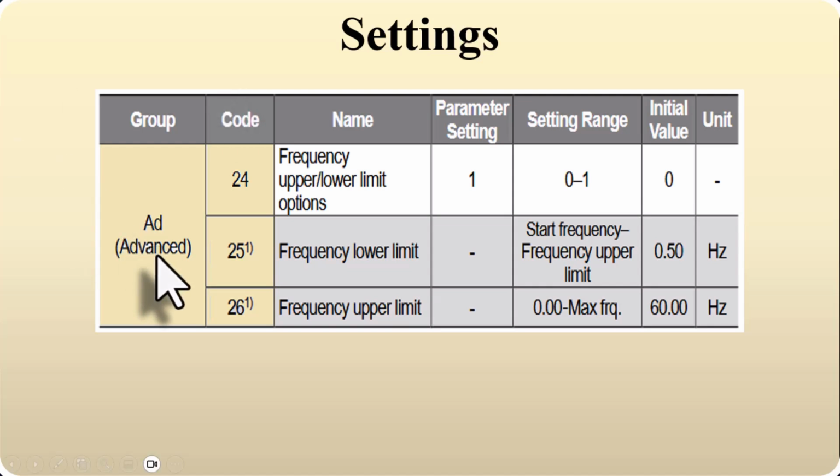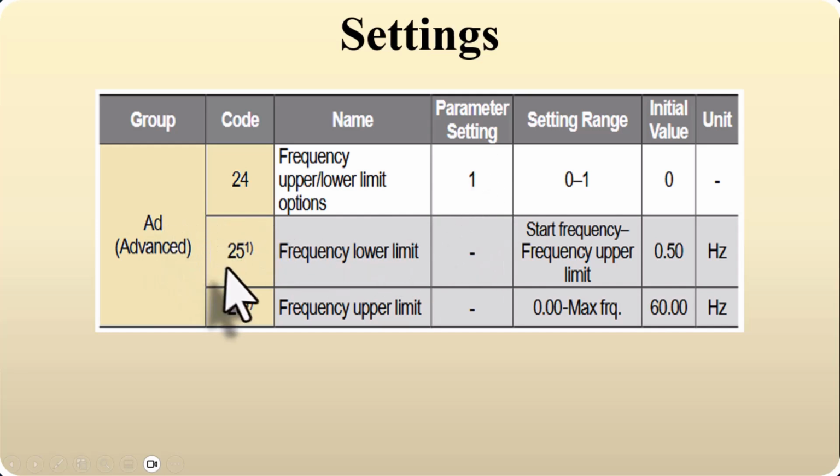For the settings we need to adjust on the M100 inverter, first we must enter the AD parameter group, which is advanced, and in parameter number 24, first enable the frequency upper lower limit option. To do this, you must set parameter AD24 to 1. So, by setting AD24 to the number 1, the frequency limit feature is enabled for us.